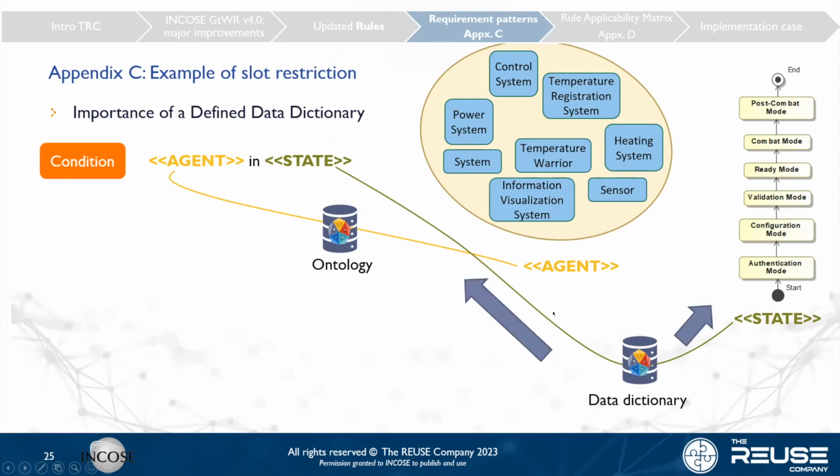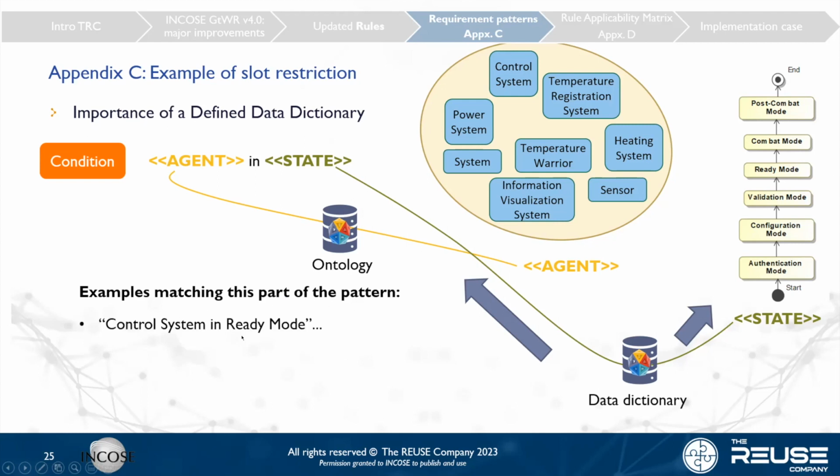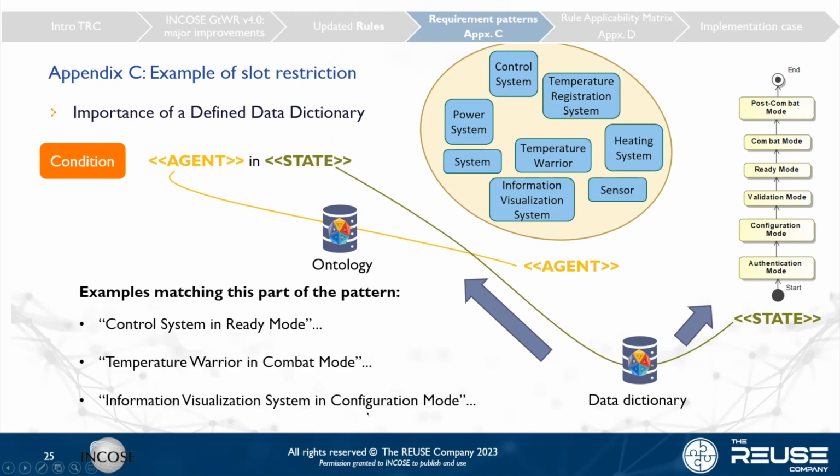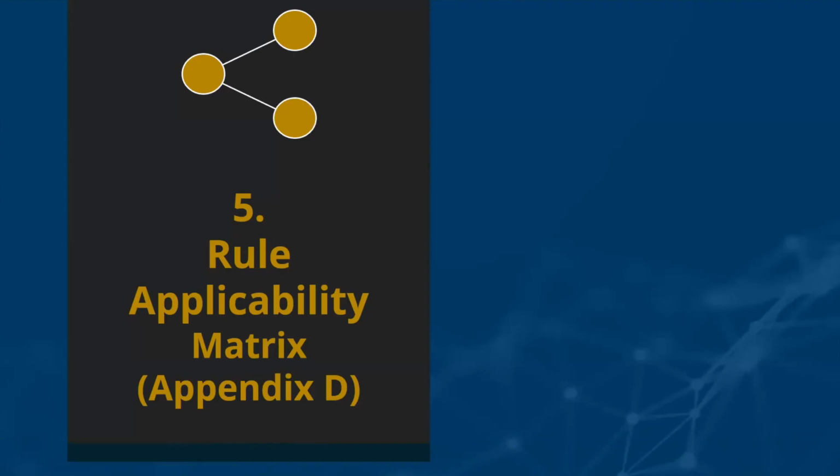So we get this from both sides: native content in the database and some extra content that could be pulled from external sources, like multiple models, for example. And if we look at some examples matching this part of the pattern of the condition, you could have control system in ready mode, temperature water in combat mode, or information visualization system in configuration mode. So basically, this restricts even more the application of the pattern. So it's not only about following the structure, it's also about using the right terminology within the structures. We have a two-in-one here using these two concepts, the patterns and the data dictionary.